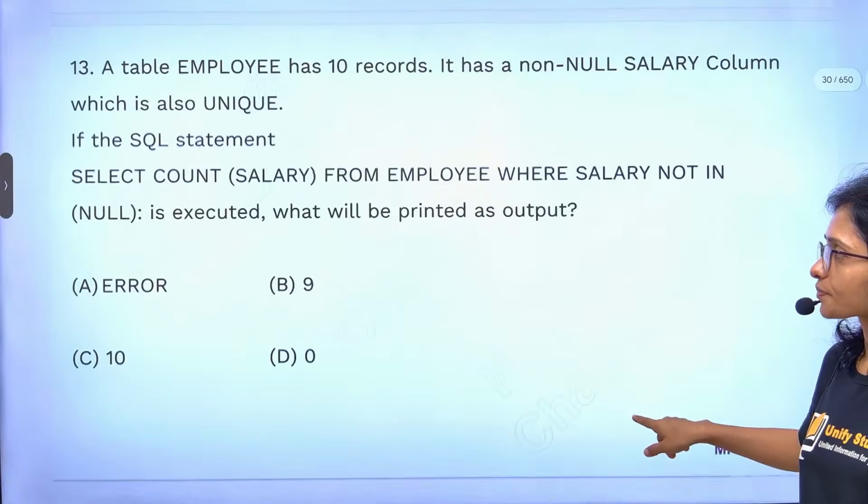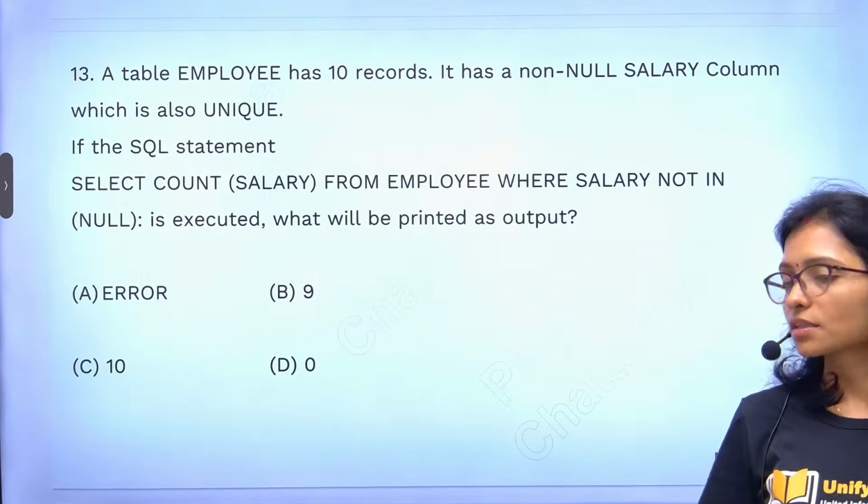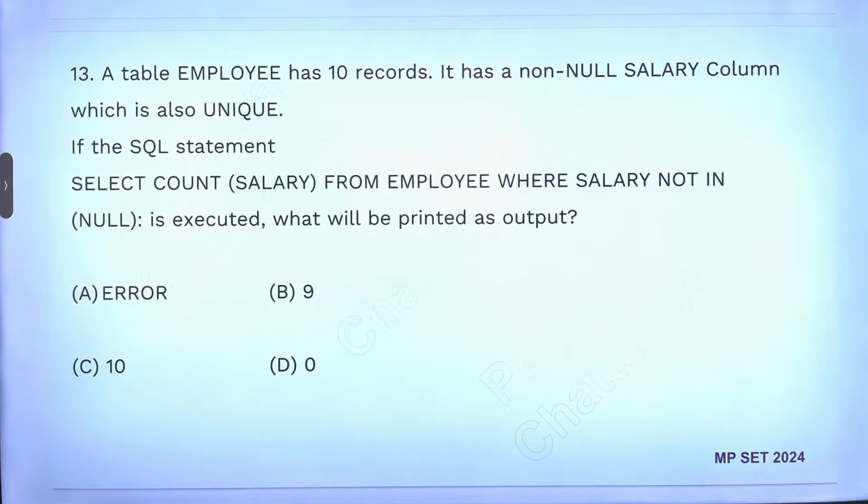Next one. Here this is a very conceptual question. It's not a one-liner. I can say it is a conceptual question.